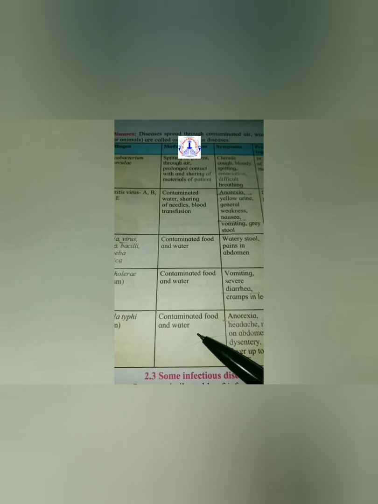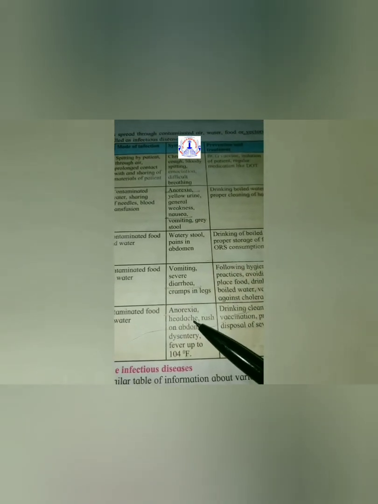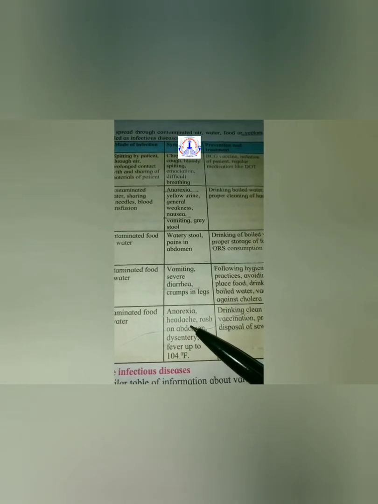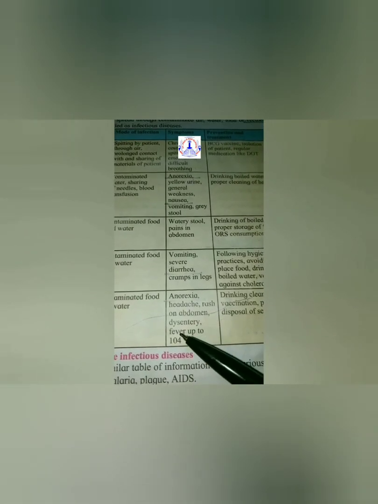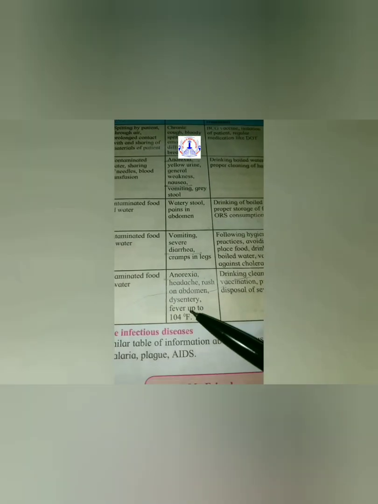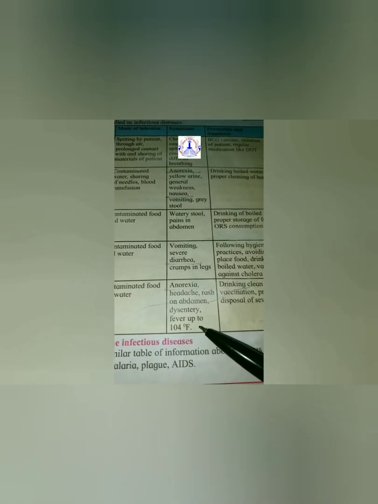Next is typhoid. Typhoid is a bacterial disease, and the causative factor is Salmonella typhi, which is a bacterium. Its mode of infection is contaminated food and water. Symptoms: anorexia, that is, eating disorder. Then headache, the person will feel pain in the head. Rash on the abdomen, there will be rashes in the abdomen. Dysentery, that is loose motion. Fever up to 104 degrees Fahrenheit.